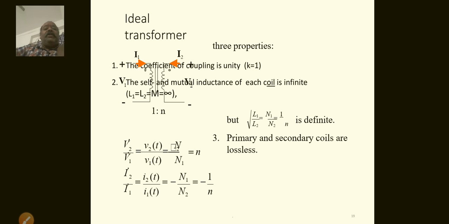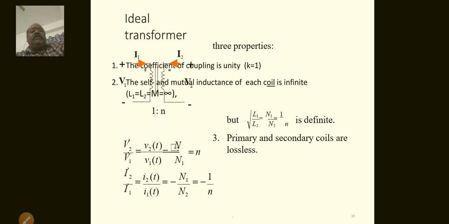So now we take the ideal transformer generally. The coefficient of coupling is already known, K equal to 1. V1 and V2 are the voltages across the primary and secondary windings, and the self and mutual inductances of each coil are infinite. So therefore L1 is equal to L2 and M is infinite, to say a 1:n ratio like this. So root of L1 by L2 equals N1 by N2 equals 1 by n.